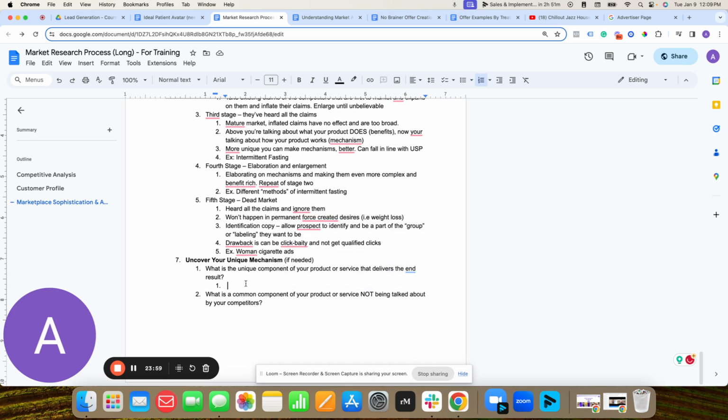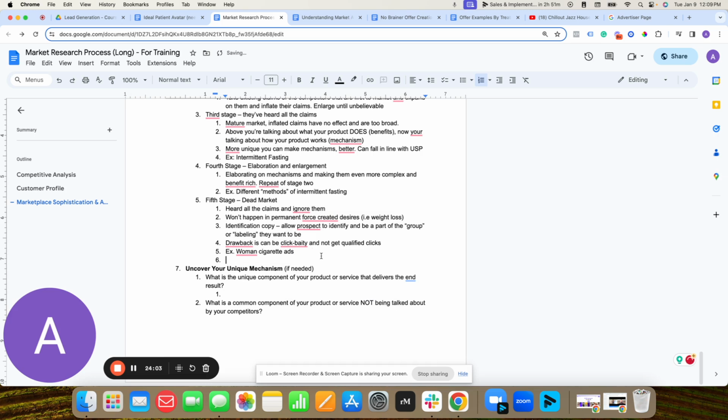And how to do that is just uncover your unique mechanism. Just rethink about that. What is a unique component of your product or service that delivers the end result? If it's you or if it's your team, depending on how big you want to grow your practice, sometimes it's better to position the team than it is to position you, or position your brand as the team that is specialized in this rather than yourself. But if you want to be a solo provider and super profitable, talk about yourself, position you as the expert.